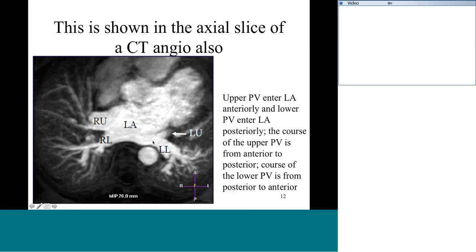So once again, to orient with the CT angiogram, you see that the upper pulmonary vein is an anterior structure and the lower pulmonary vein is a posterior structure. This is the vertebra. This is actually an MRI, a white blood image. This is the aorta. See, the upper pulmonary vein is an anterior structure, the lower is a posterior structure. Here again, upper is anterior and lower is posterior. So this concept we all need to get very, very clearly.